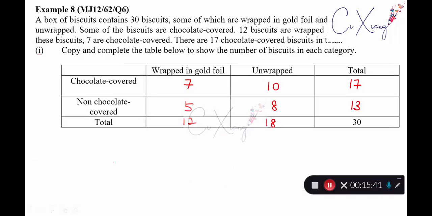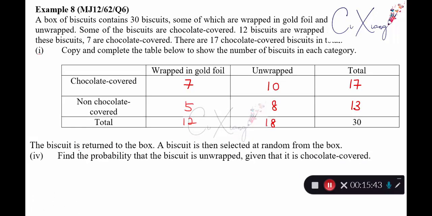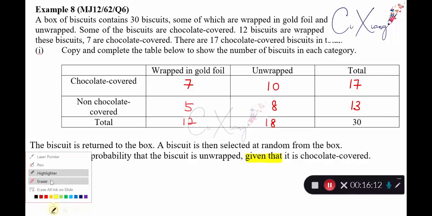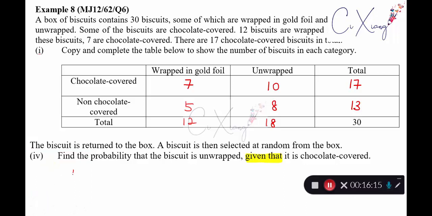Next one. The biscuit is returned to the box again to get back the grand total of 30. A biscuit is then selected at random from the box. Find the probability that the biscuit is unwrapped given that it is chocolate covered. For this question, there's another important keyword here, which is given that. As I told you just now, given that is a keyword that tells you we are going to find a conditional probability. Please take note of this. So it is a conditional probability question again.